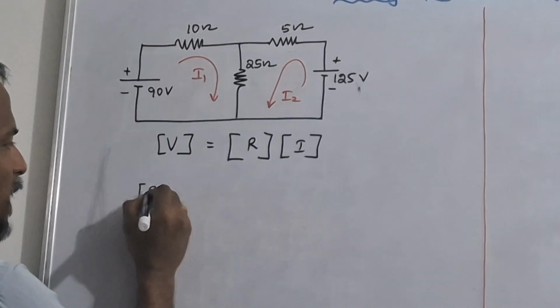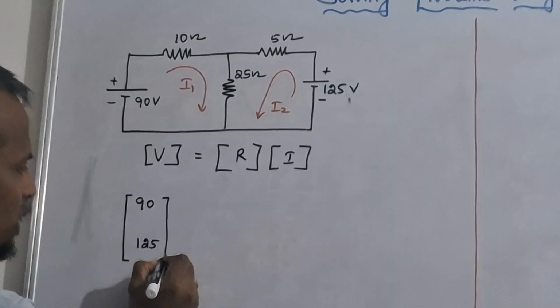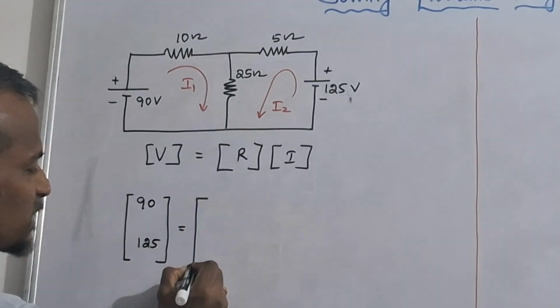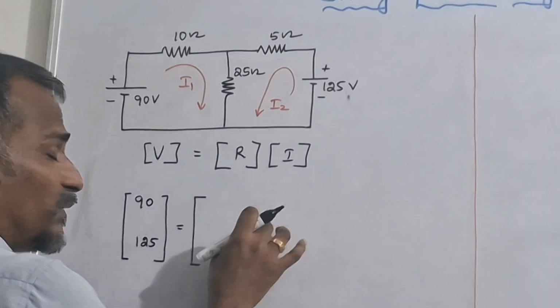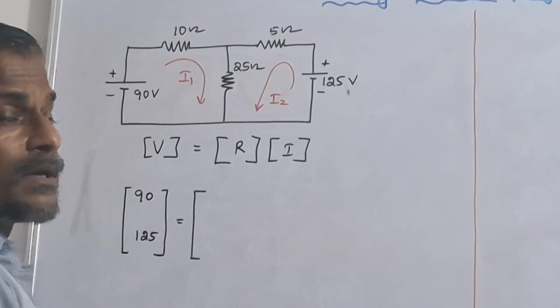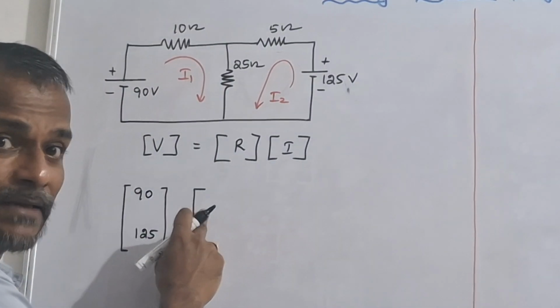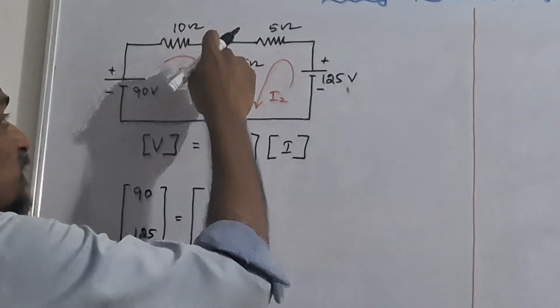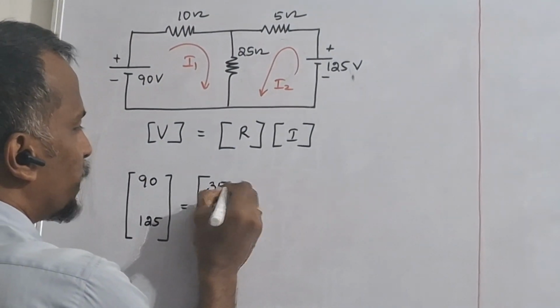Therefore I can write 90 and 125, both the voltages, equal to the resistance. We will get a 2 cross 2 matrix. First, R11 is nothing but the sum of the resistance in the first loop. So 25 plus 10, that is 35.